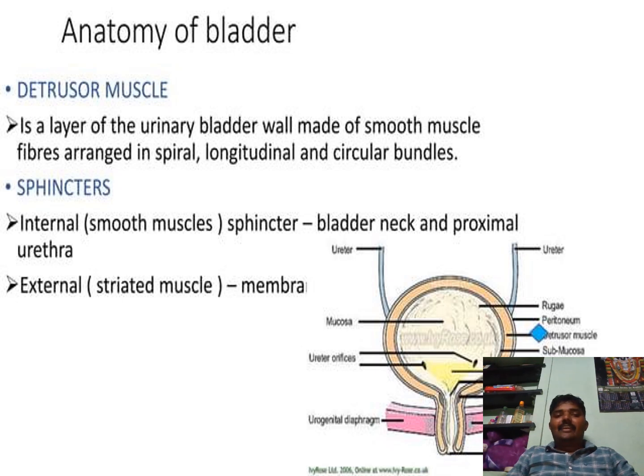Then we'll go for anatomy of the bladder, mainly the detrusor muscle. This is a layer of the urinary bladder wall made up of smooth muscle fibers arranged in spiral, longitudinal, and circular bundles. Then the sphincter. Two types of sphincter are present: internal and external sphincter. The internal sphincter is smooth muscle covering the bladder neck and the proximal urethra. The external sphincter is a striated muscle.